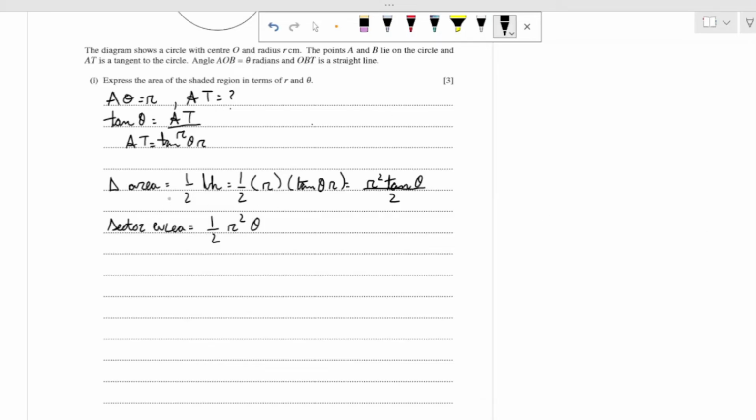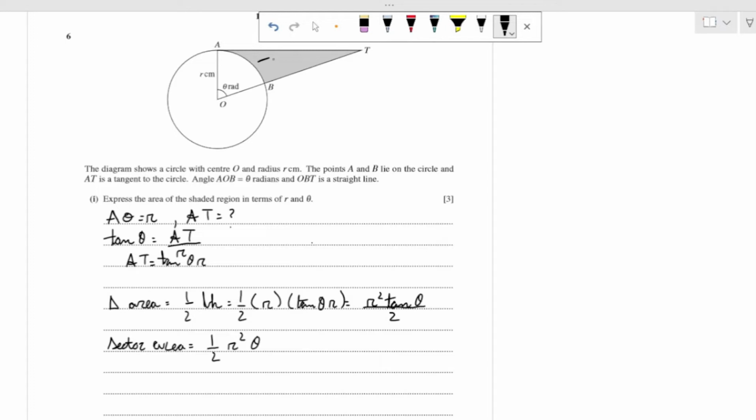We have the sector area and we have the triangle area. What did we previously mention? To find the shaded area, we're going to subtract the sector's area. So to find the shaded area, we simply subtract both of them, and we end up with R squared tan theta over 2 minus R squared theta over 2 as your final answer.